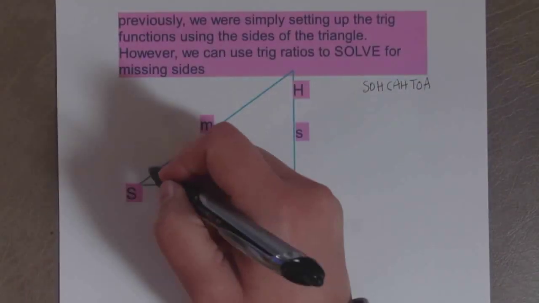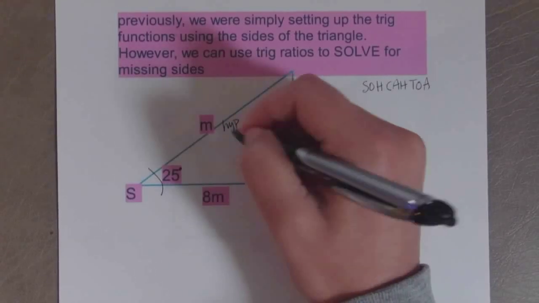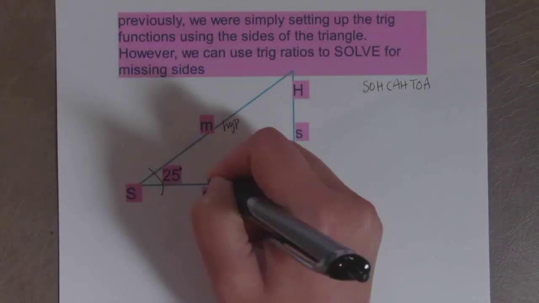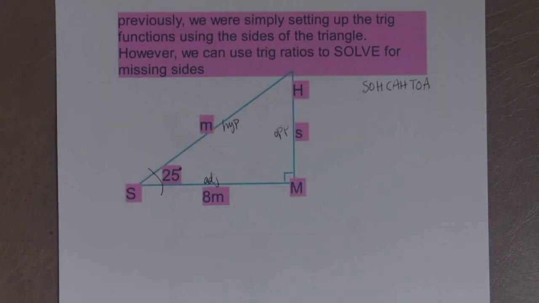So I'm going to mark my reference angle, and I'm going to label my sides. So I have the hypotenuse across from the right angle. I have the adjacent side, and I have the opposite side. Okay, great. That's all review. Now, the next thing we have to do, which is new, is we have to figure out which ratio, the sine, the cosine, or the tangent, that we're going to use to solve for our sides.